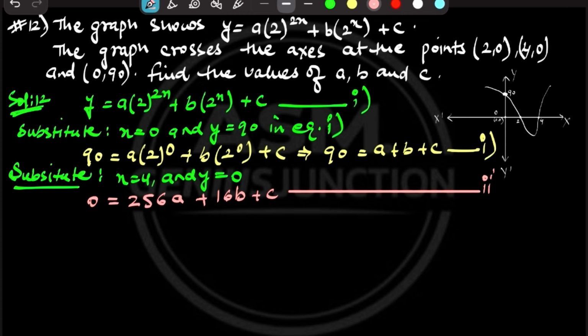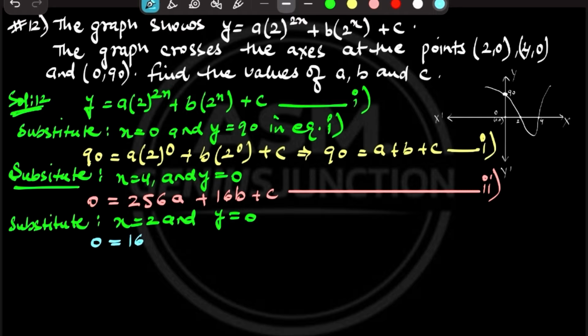Now in the third case, when I substitute x equals 2 and y equals 0, we keep y equals 0 as it is. In place of x, I substitute 2, so I get 16a plus 4b plus c. And this is going to give me my equation number 3.